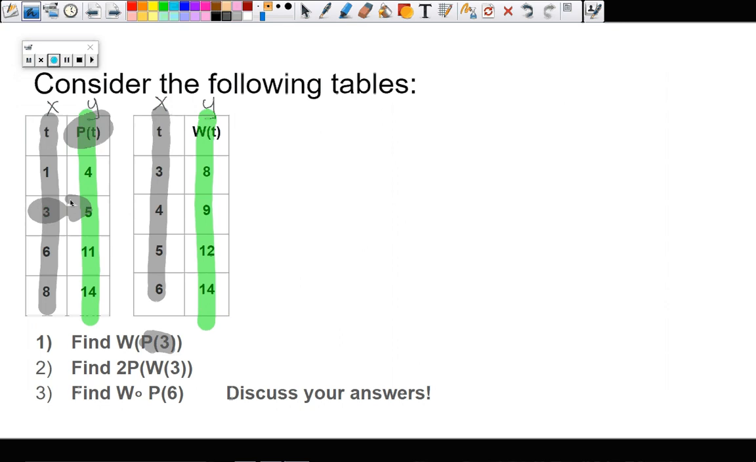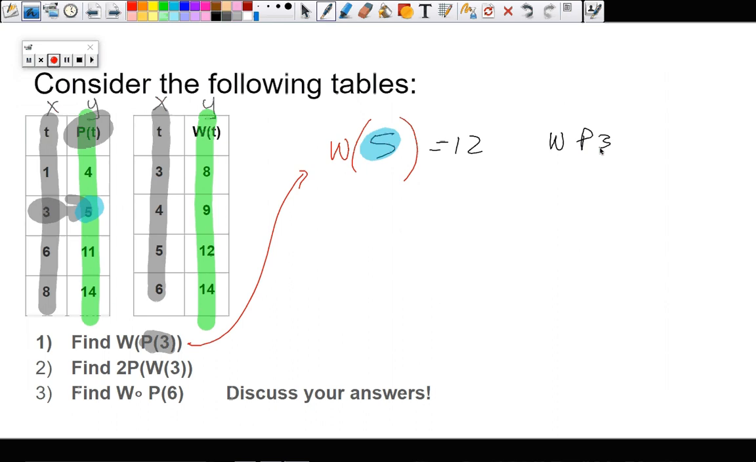5. So what I'm really now going to do is, let me show the work up here. What is w of that 5 that I got? So this 5 that I ended up getting is now my input for the next step. And you'd get 12. So in the very end, we'll rewrite w of p of 3 will equal 12.